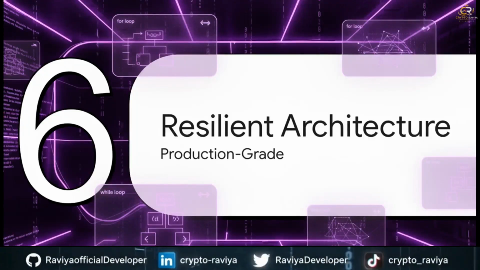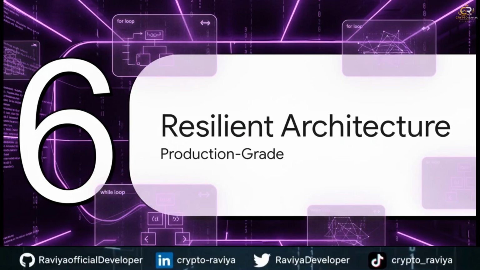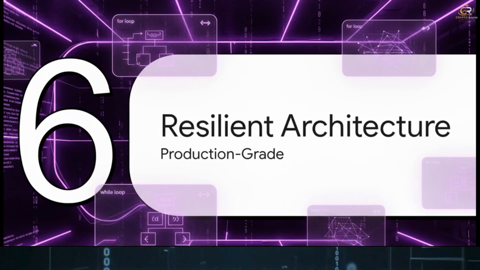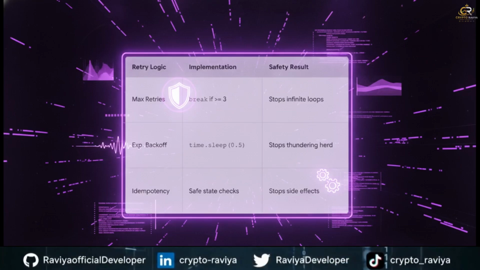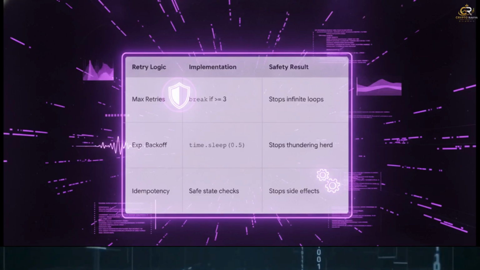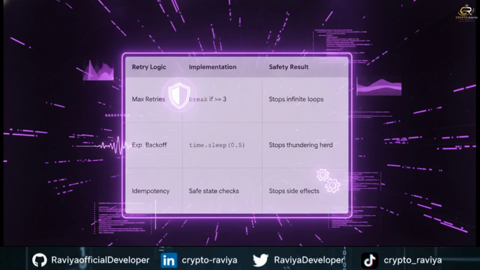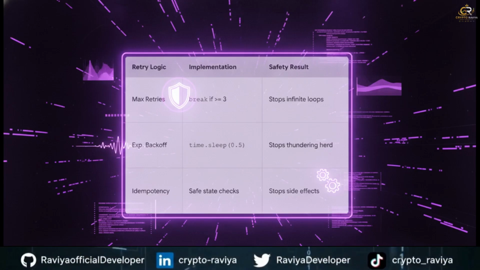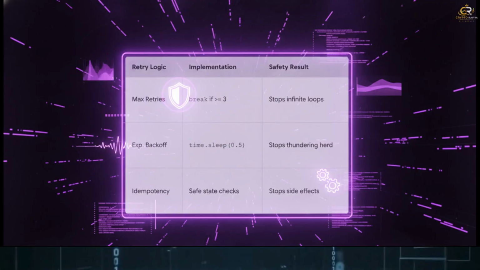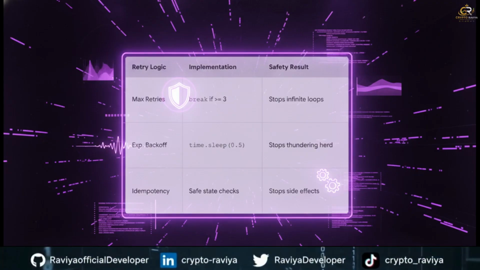Let's synthesize all of this in Section 6, Resilient Loop Architecture, Production-Grade Synthesis. Imagine you're building a dynamic API connection retry mechanism. You need to wrap that while loop in safety boundaries. First, implement a max retries threshold. Like, if attempts reach 3, you break. This completely prevents the infinite loop hazard.